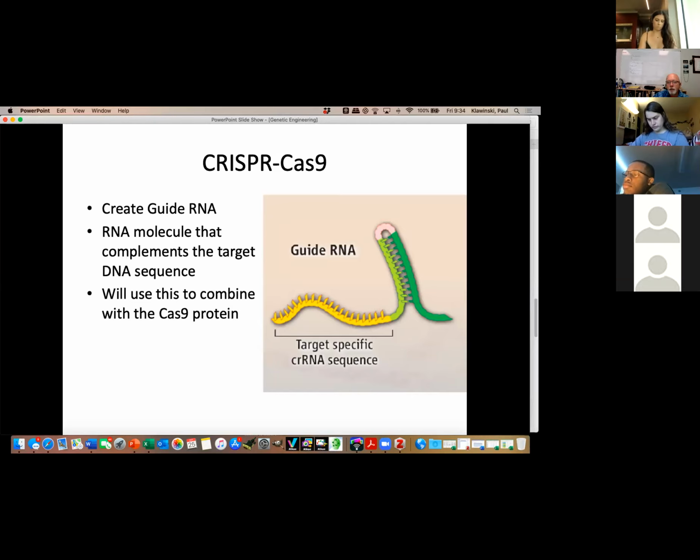Well, what bacteria have done, because they tend to get infected by viruses, is they've created a way of disabling viral DNA. What they do is they create a guide RNA. This guide RNA has a sequence of nucleotides, a sequence of nitrogenous bases in it that matches part of the sequence of viral DNA. This enables this guide RNA to then complementary base pair with the DNA of the virus. So in this way, the RNA molecule that is created by the bacterium targets the DNA sequence of a specific virus. Then it uses that sequence to combine that molecule with a Cas9 protein.